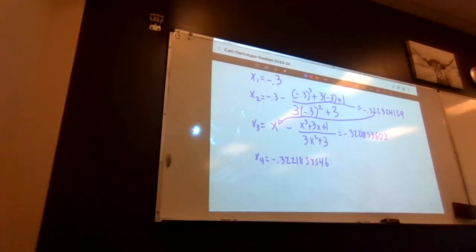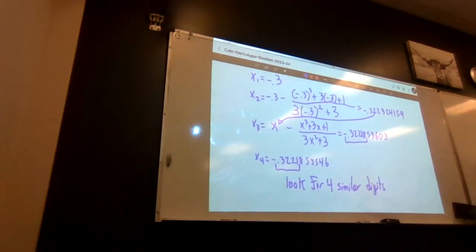The reasoning for that is I want you to go ahead and look at these decimals here. Do you notice something about the first 4 decimals? We have 4 decimals here that are the same. When you're doing this, look for 4 similar digits. So once you hit those 4 similar digits, you are good to go.